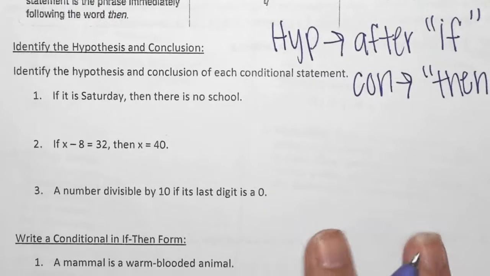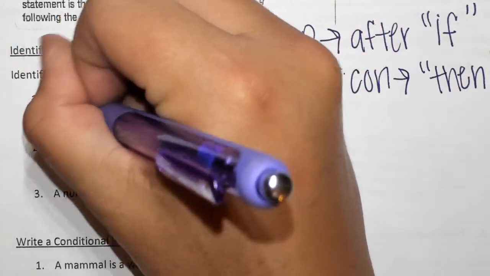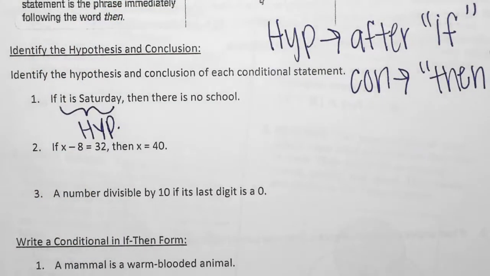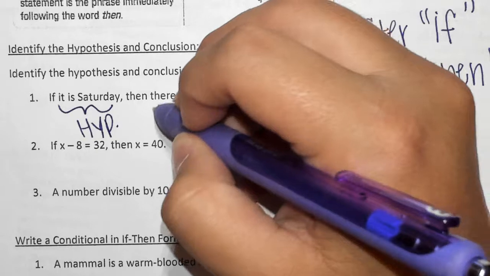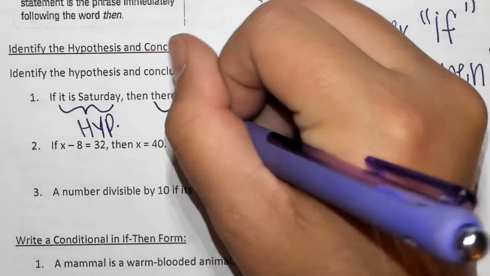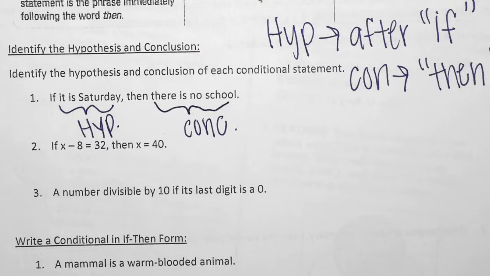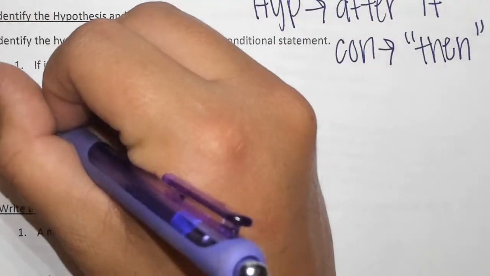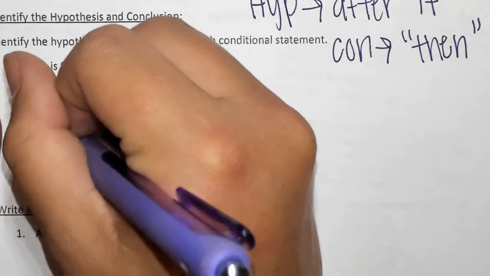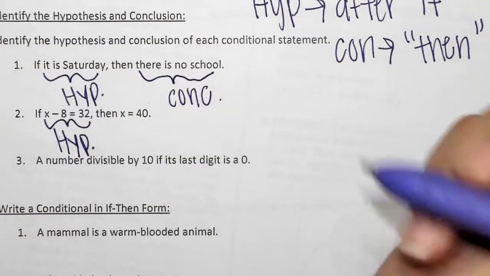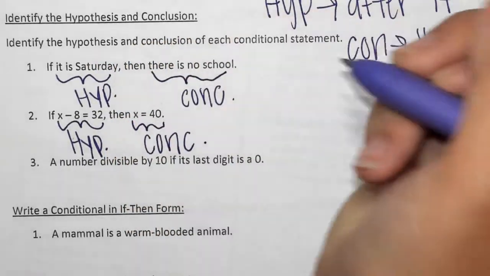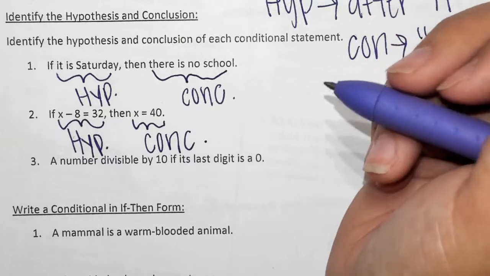Okay, so on 1, here's the word if, so what follows if? Hypothesis. So it is Saturday is the hypothesis. Then there is no school, so that is the conclusion. If x minus 8 is 32, that's the hypothesis, then x is equal to 40 is the conclusion. Well, how did they get 40? Add 8.